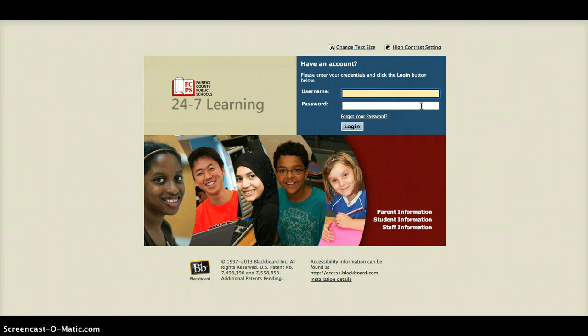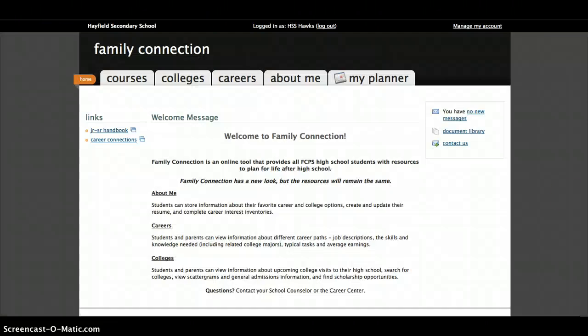Now the next screen you will see is your dashboard. However, because I'm not a student, my dashboard looks very different than yours, so I'm not going to log in here for the example. However, once you're on your dashboard, over here on the left you should see an icon that says something like Family Connection. Click there, and that will take you to the main homepage for your personal Family Connection. You will notice up at the top that this will actually say your name right here.